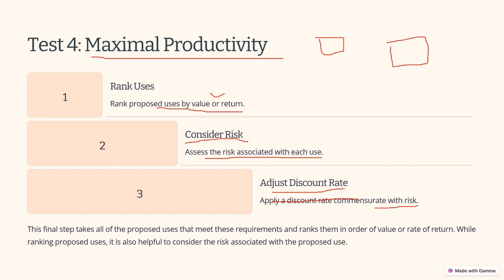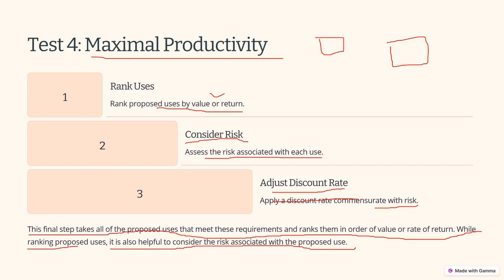So this final step takes all the proposed uses that meet these requirements and ranks them in order of the value and the rate of return. While ranking proposed uses, it is also helpful to consider the risk associated with the proposed use. So this is all about the basics of the highest and best use.